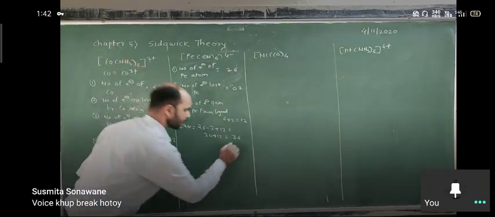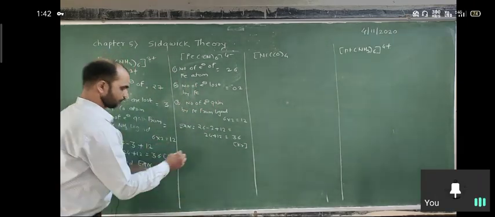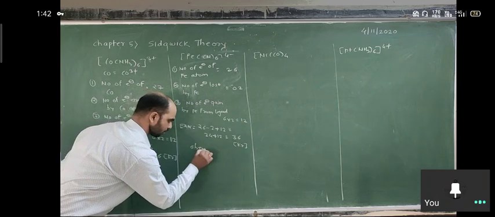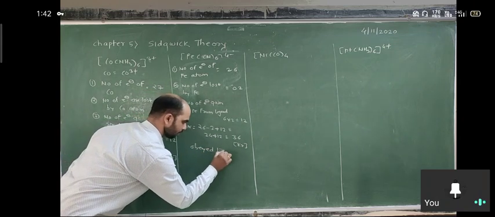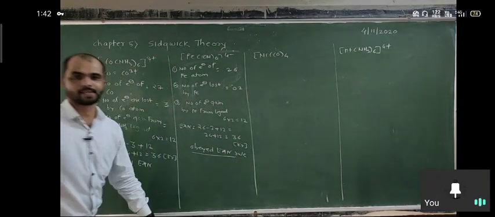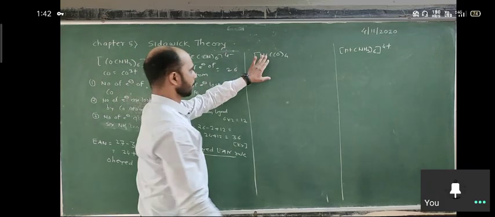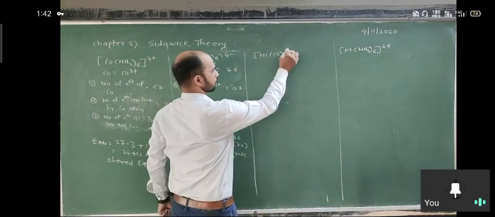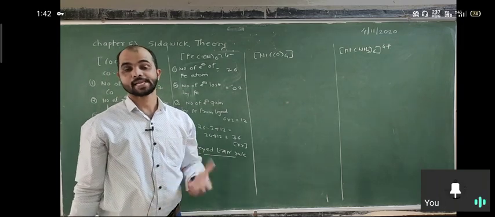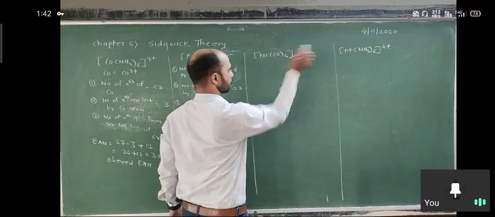That means here is the krypton. So the given complex obeyed the EAN rule. Come to the next. Nickel: there is no oxidation state and CO is neutral, that means nickel is present in zero oxidation state. So Ni is present in zero oxidation state.